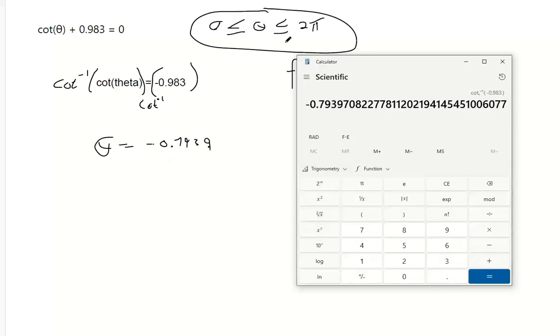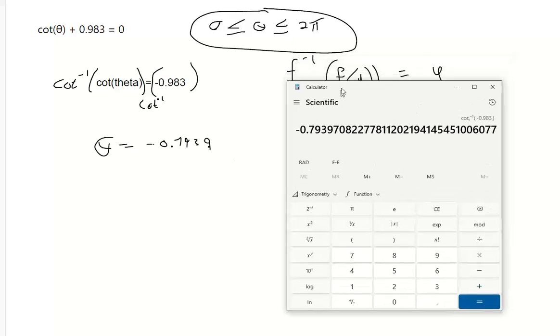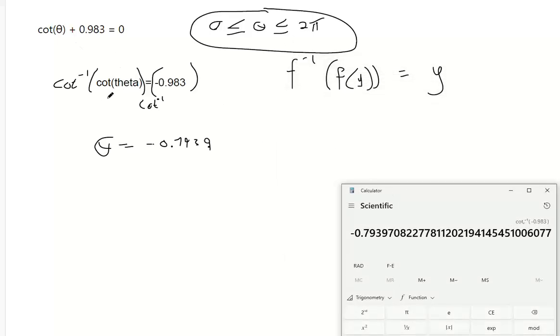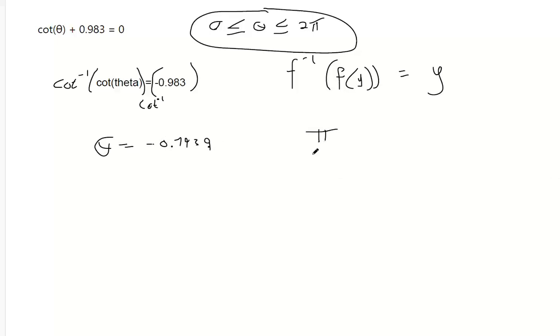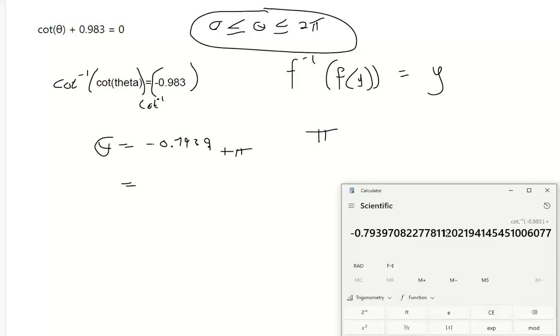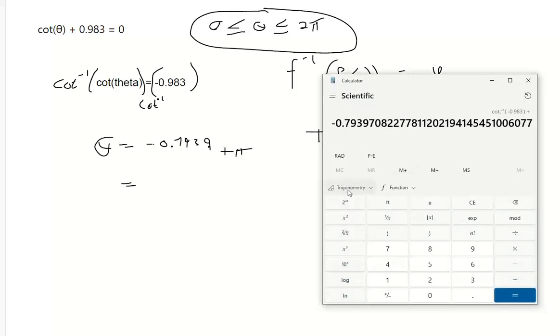This is saying between 0 and 2 pi. So one thing we can say about tangent and cotangent is that they have a period of pi, which means they repeat themselves every pi units on the x-axis. So if we wanted theta of negative 0.7939, we'll have the same result if we add pi to it. So if we add pi to it, that would also solve the equation. There's an infinite amount of solutions. Where's pi? Right there. So there's one solution.